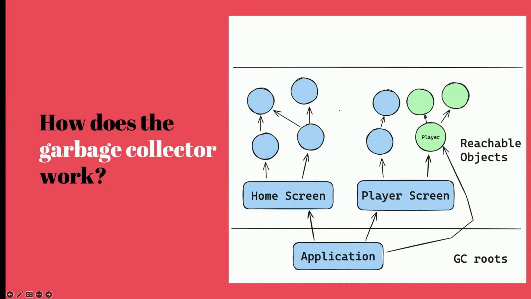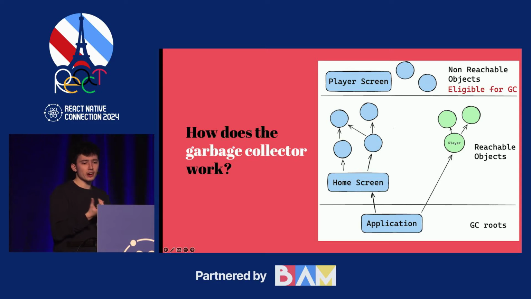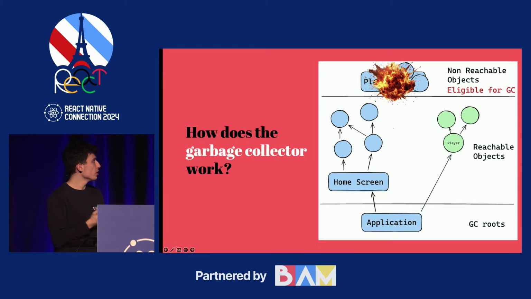But what happens if the user leaves the player screen? The player screen will not be referenced anymore by the application, so it becomes a non-reachable object because it's not reachable from GC roots. And all other objects referenced by the player screen become non-reachable. The memory is still used at this moment, but when the system is running low on memory, or when the garbage collector sees that there are a lot of non-reachable objects, they can be removed from memory.